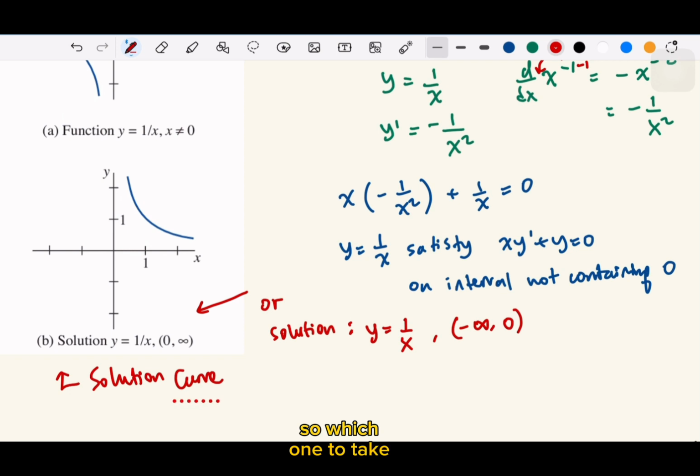So which one to take also depends on the case. Sometimes you will be given some specific value. For example, the value is in this region, so you will take this interval. If the value is here, then you take this interval. Okay. Because it doesn't say a specific value, and we call the specific value the initial value problem, later we are going to see that. Because it doesn't mention that, we can say it can be this or this.